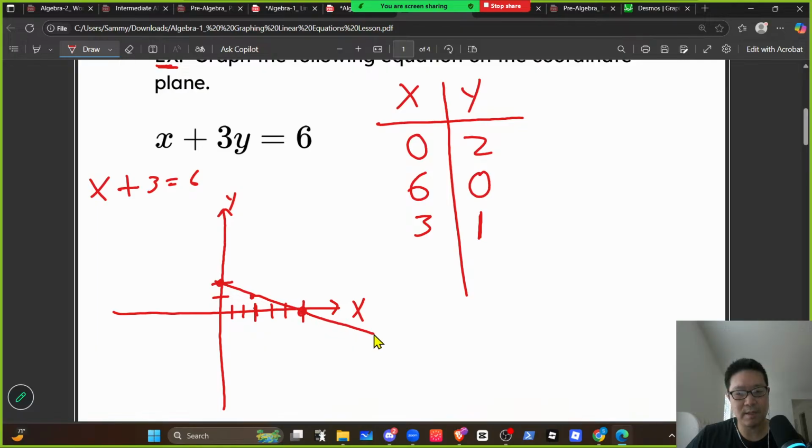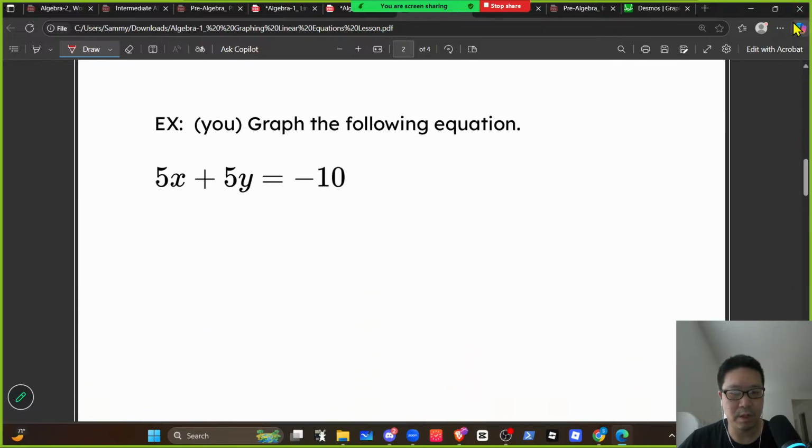And then since this line goes forever in each direction, you would draw an arrow to show that. Okay, and there's our line. So let's do another one, and it's your turn. Graph the following equation using the methods that we just used, and let me know when you're done.